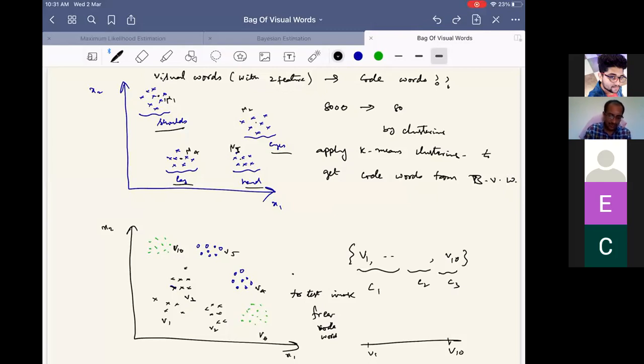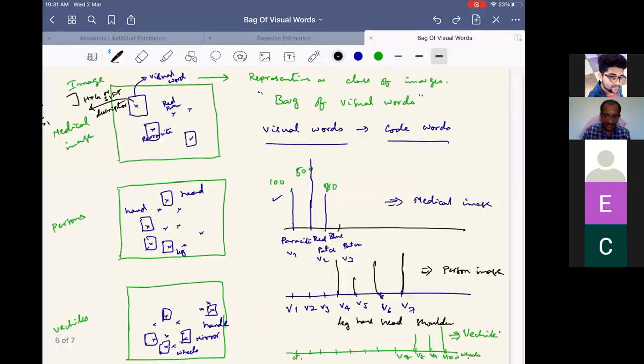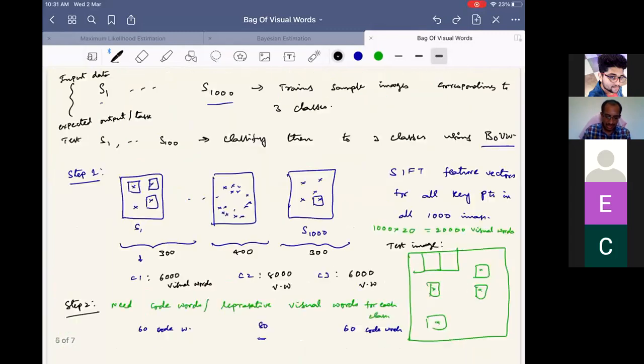In the other case, we can get the visual words together, but we will have training samples. Anyway, let's go to that step. The second step is to apply k-means clustering. Through k-means clustering, get the code words or representative visual words. So this is the second step.